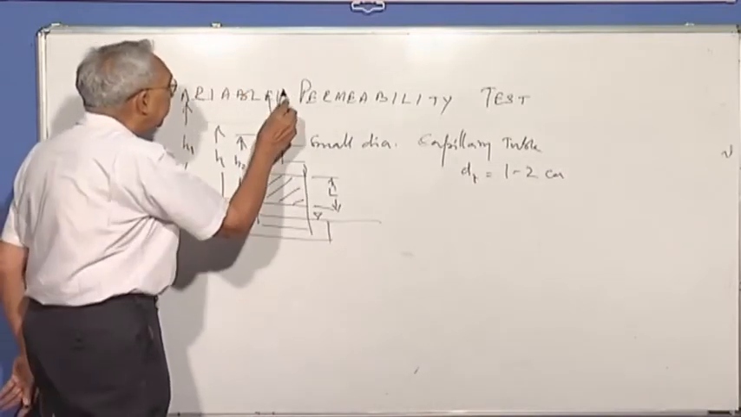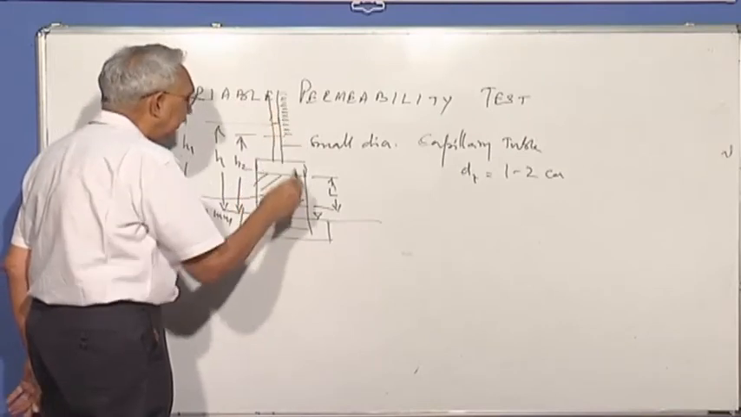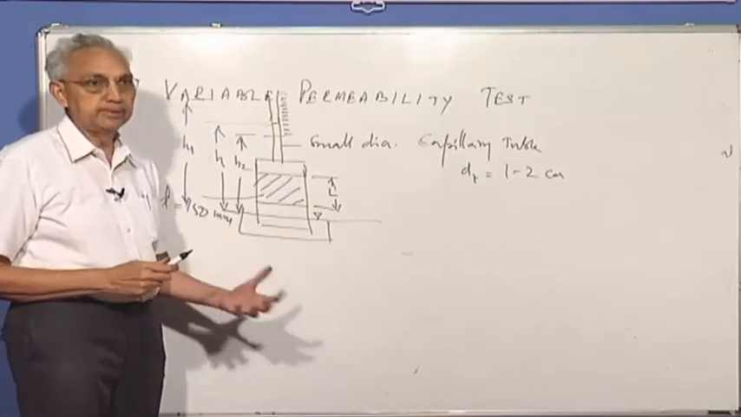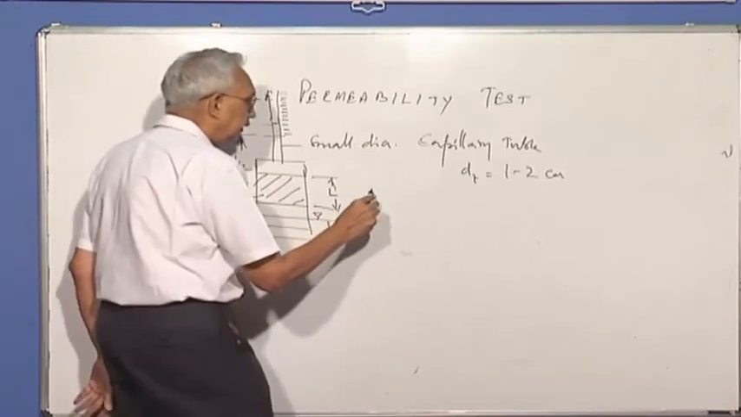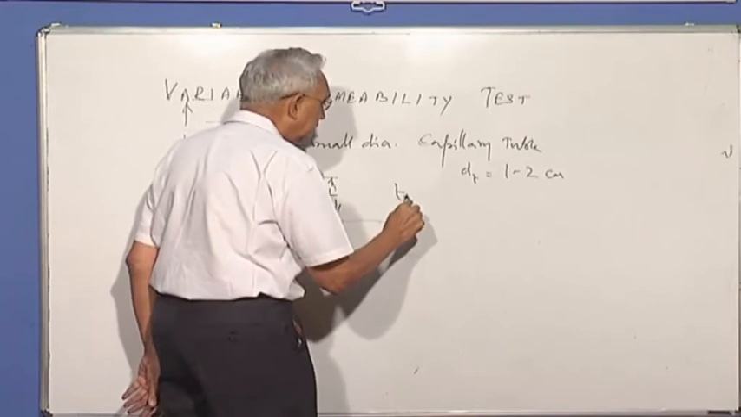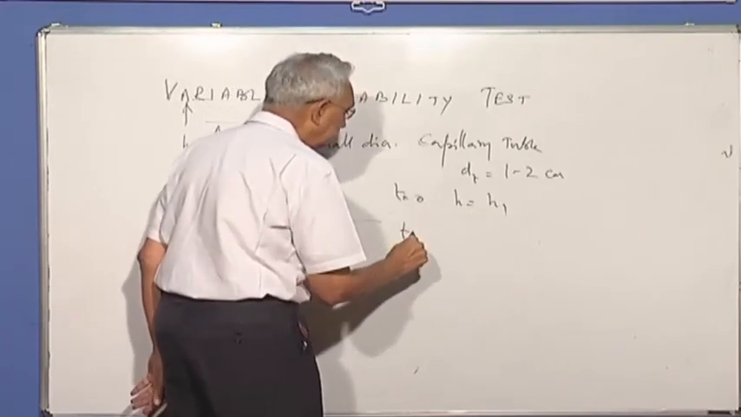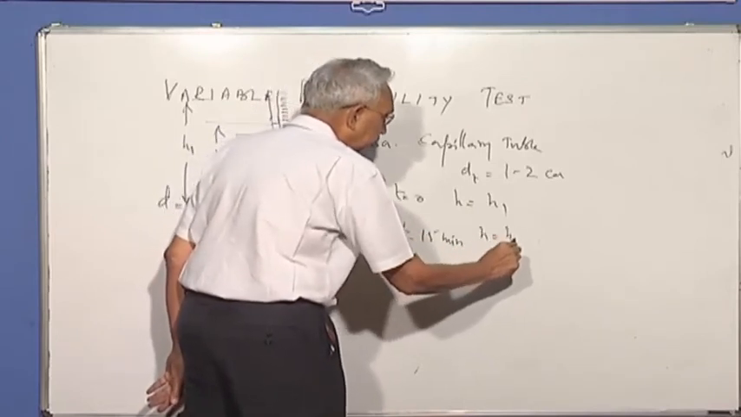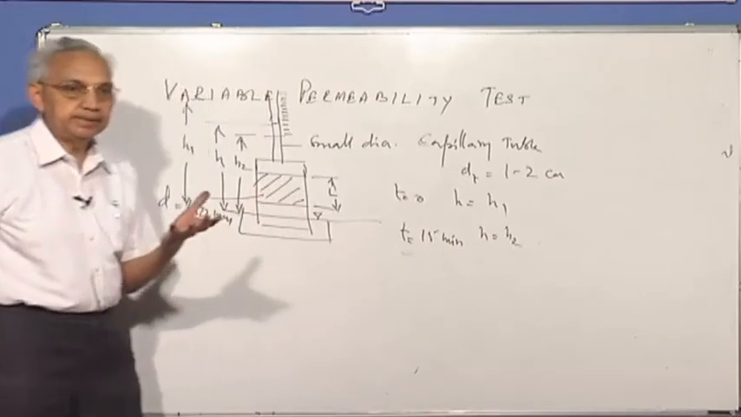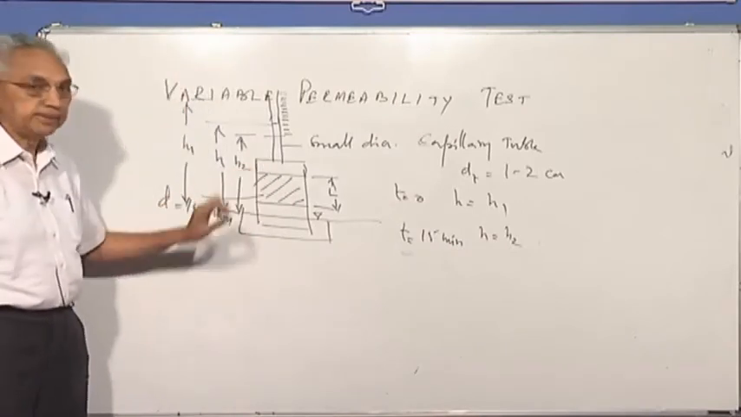I can put in a scale behind so that I can take the readings from the bottom based on the scale, and we can measure the elevations. At t is equal to 0, h is equal to h1, at t is equal to, let's say, 15 minutes, h is equal to h2. So I have measured the fall, and now I try to analyze what happens to the flow.